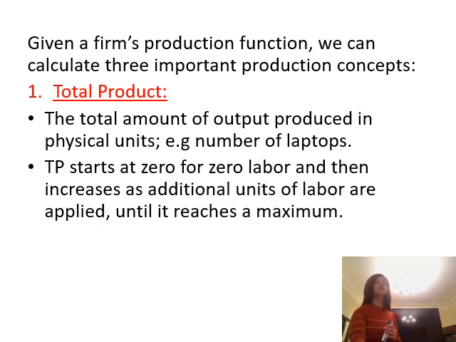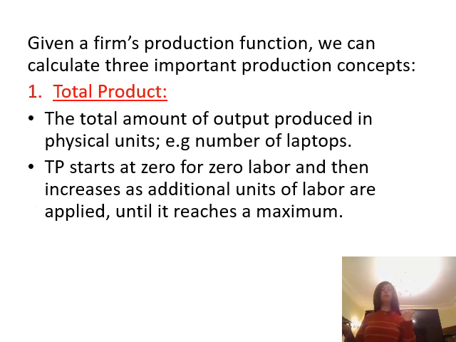Total product usually starts at 0 for 0 units of input. So the production function again shows the relationship between what? Between output produced and the amount of inputs utilized. So if you are using 0 units of the input, you will not be producing any level of output. Then when the level of input or labor starts to increase, you expect the total product will start to increase until it reaches a maximum.